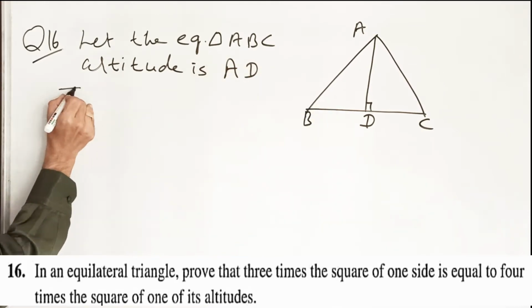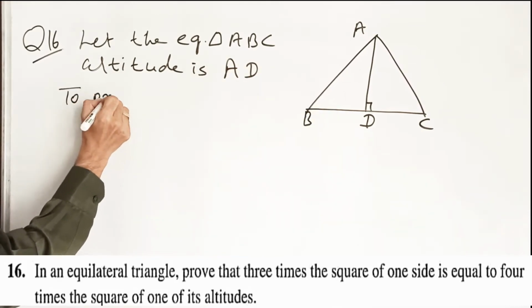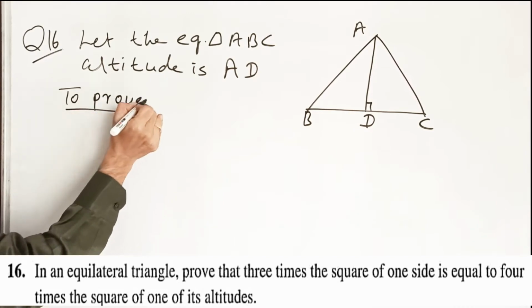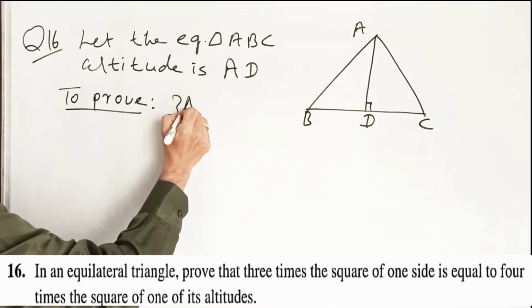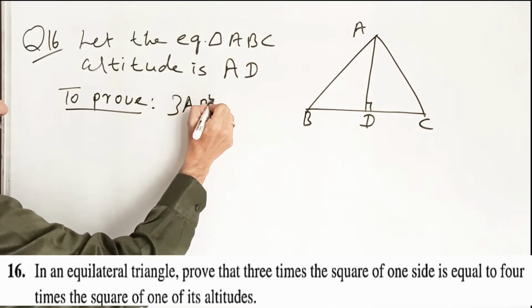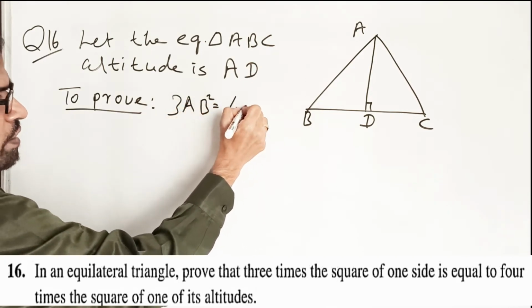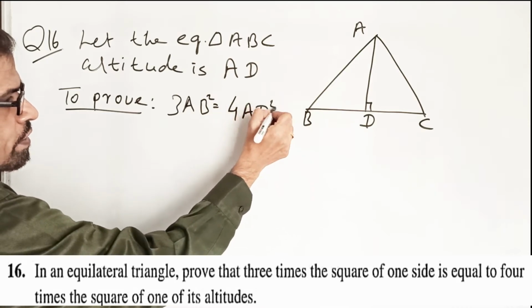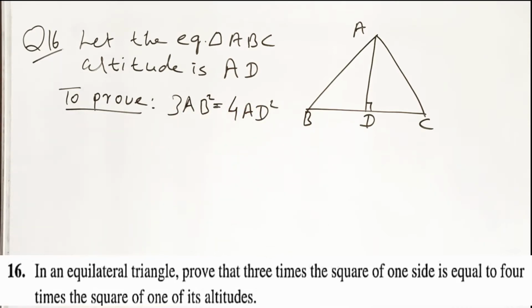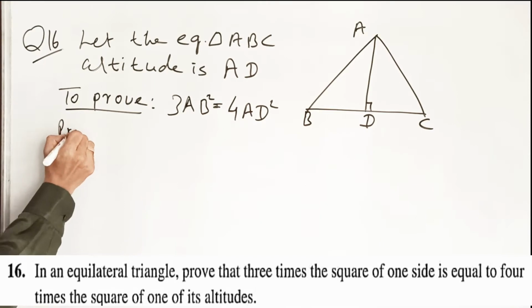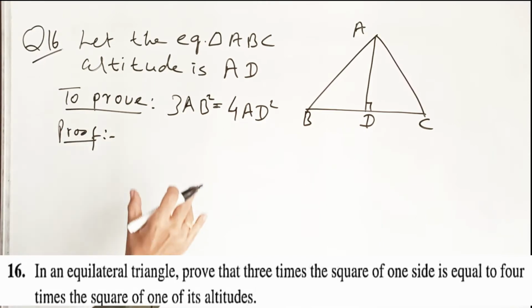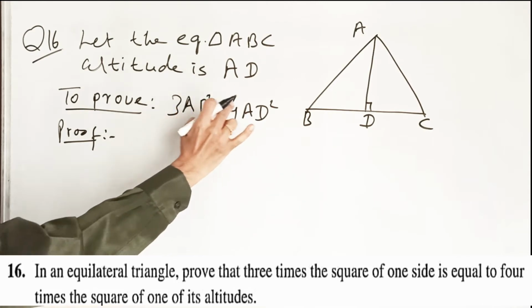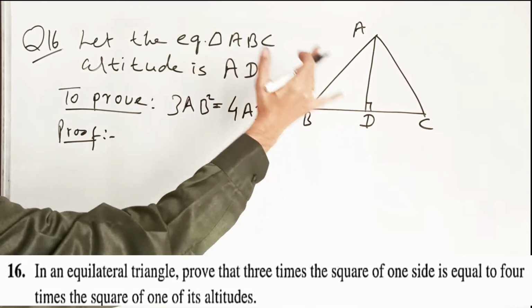And we need to prove, what do we need to prove students? What is given in the question? 3 times the square of the side, that is 3 times AB square, is equal to 4 times the altitude square. Okay students, now see, in geometry you have to make a strategy. Don't wait only for the solution. Squares are given, which means we have to use the Pythagoras theorem.